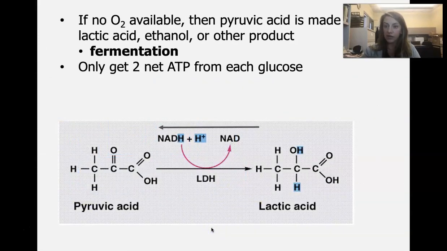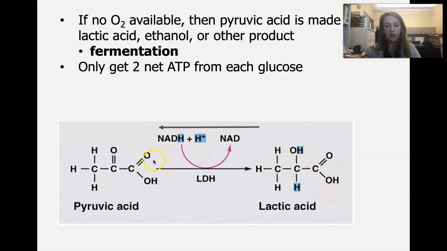If there's no oxygen available, then the pyruvic acid is made into lactic acid, ethanol, or other products, and that process is fermentation. So in our muscles, this can happen. When we don't have enough oxygen available, pyruvic acid can be turned into lactic acid. And you might have heard some mostly myths about lactic acid and things like soreness. While lactic acid does build up in muscles, it doesn't seem to be related to how sore you get after a workout. Because they correlate and happen to come together, people think they're linked, but that's not really true.